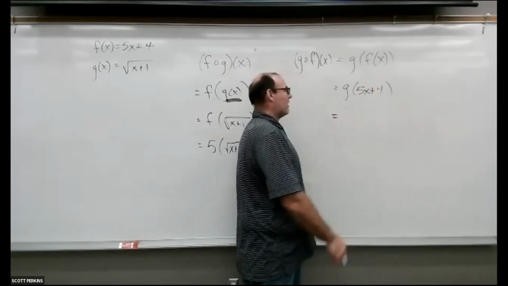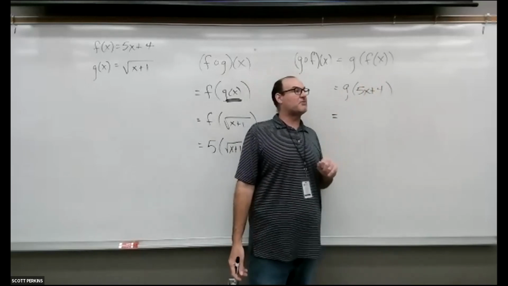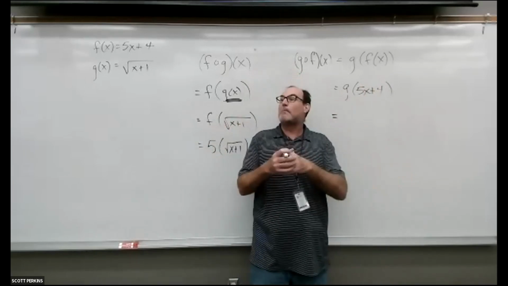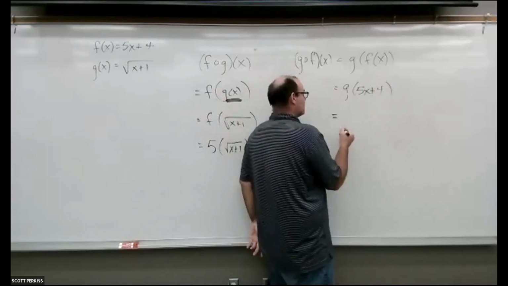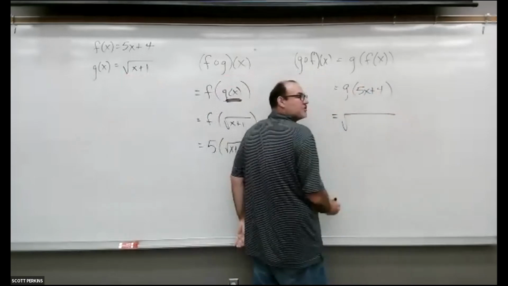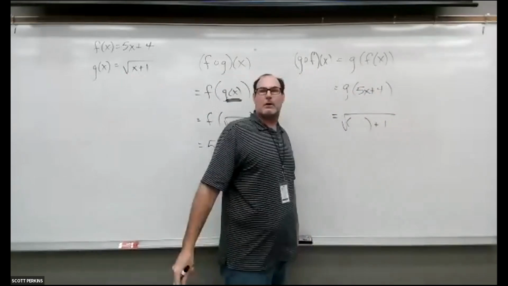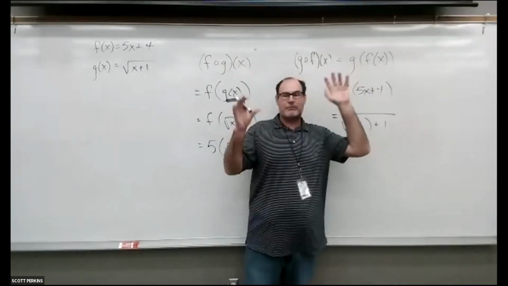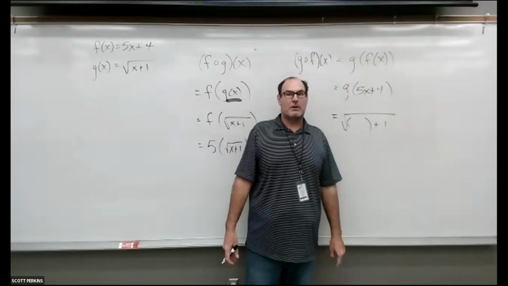Okay, so now in the function g, everywhere there's a variable, I'm going to plug in 5x plus 4. So again, so that I avoid confusion with all these x's, because I don't want you to think we're multiplying the x times this thing, I'm substituting. So I'm going to take my function g, the square root of x plus 1, and go to square root of my gap plus 1. I just put parentheses anywhere there's an x. My brain is confused, so this helps me keep everything straight.